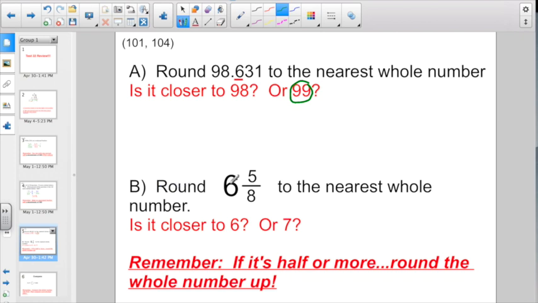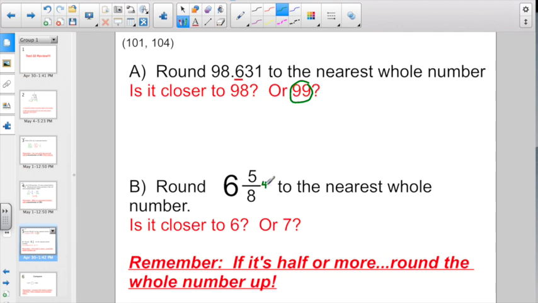Let's try this one down here with the fraction. We're going to round 6 and 5/8 to the nearest whole number. You got to ask yourself, is it closer to 6 or is it closer to 7? Again, 5/8, half of 8 would be 4.